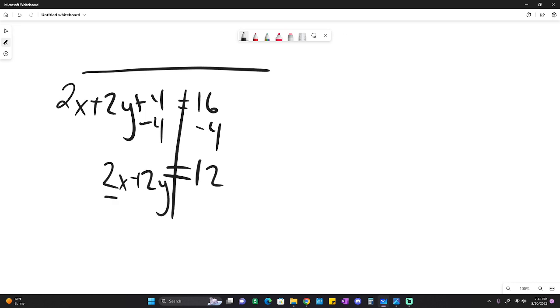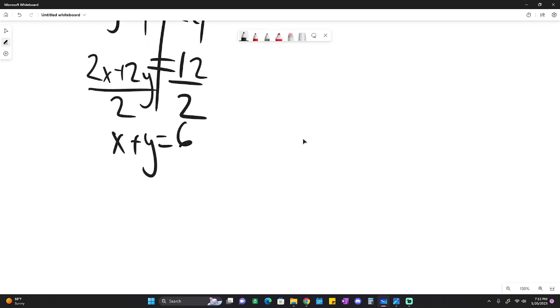Now, both of these variables can be divided by 2. What we do to one side, we have to do to the other. So x plus y equals 6. Forgot to do my division there. x plus y equals 6 for this equation. And finally, to figure out what we need for one variable, we do minus y. And we have x equals 6 minus y.